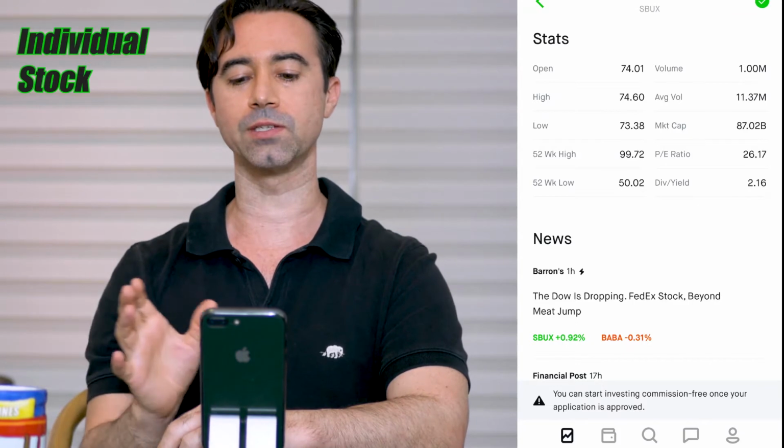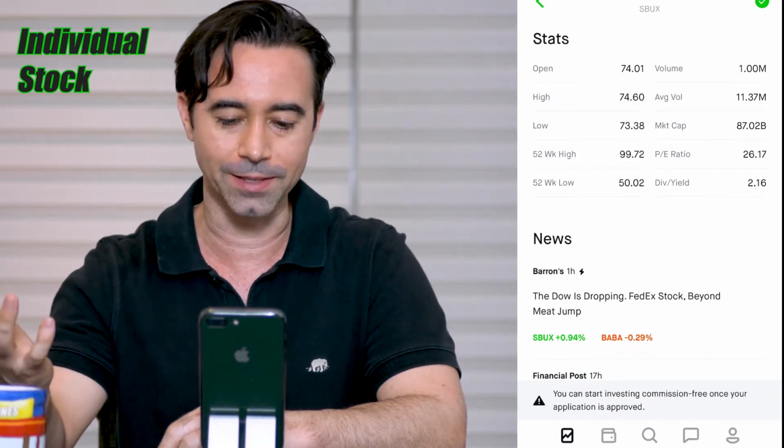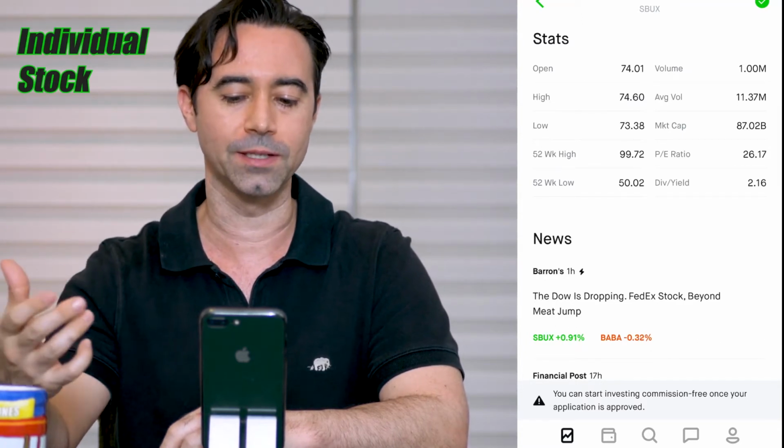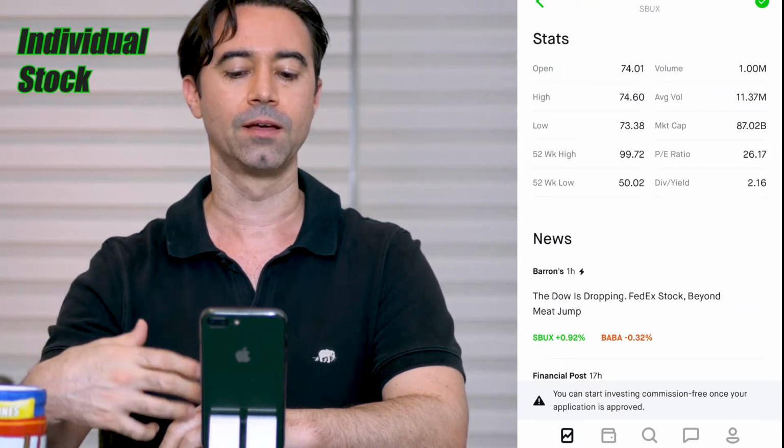The volume is, again, we kind of talked about volume. Do you really need to know about it? Probably not. But its volume is showing right now at 1 million trades. The average volume is 11.73.